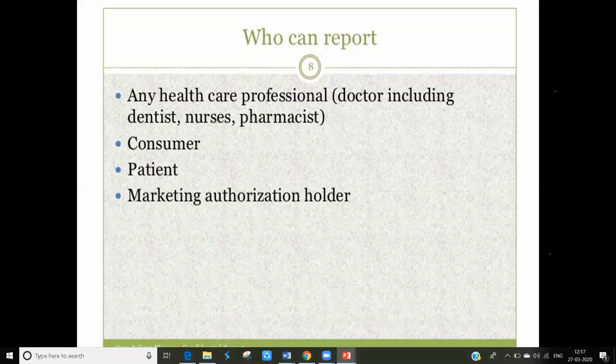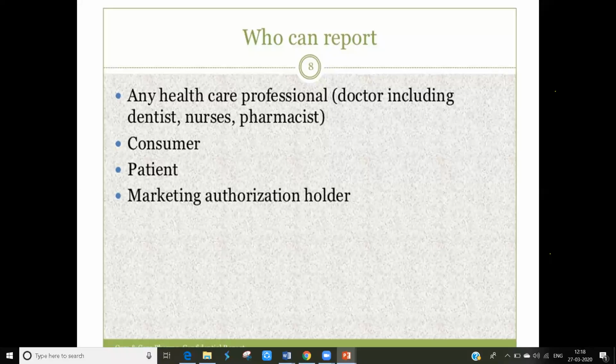And who can report an adverse drug reaction? Anyone. Whether you are a friend of someone, a friend can report, or even if you're not aware of that person, still if you observe something you can report. Any healthcare professionals, doctors including dentists, nurses, pharmacists, or any consumer, like your friends, family members, or anyone, any one person can report on behalf of others. But you should have consent. You should know that person at least by identification, or even the patient can report.